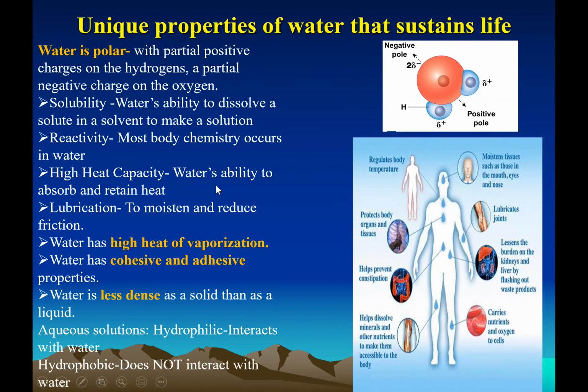It has high heat capacity. That means it has a high ability to absorb heat, retain heat. That is important for homeostasis of temperature in our body. Lubrication, or the environment inside our body is very wet. Water is an excellent lubricant of the various organs in our body. It insulates and protects and lubricates all the joints in our body. Other properties like high heat of evaporation, cohesion, adhesion, they are all important for life to be sustained.